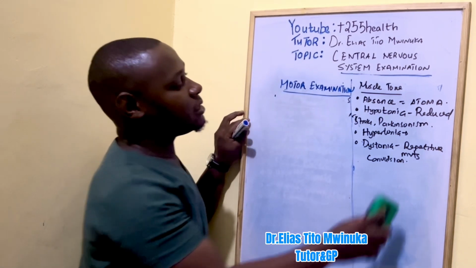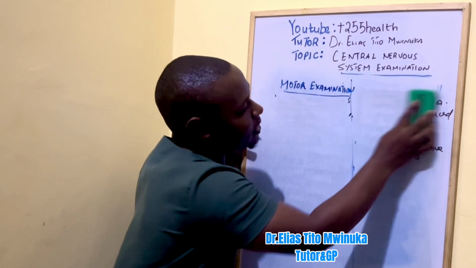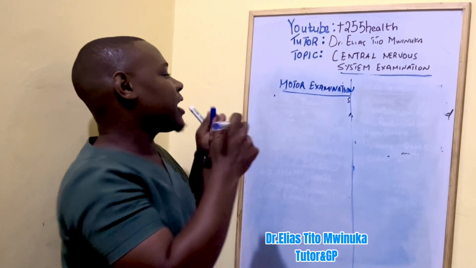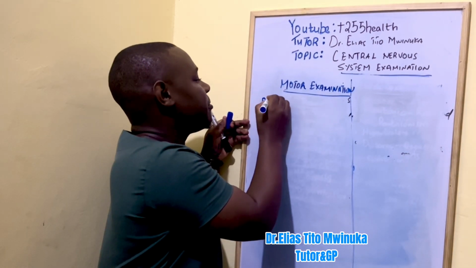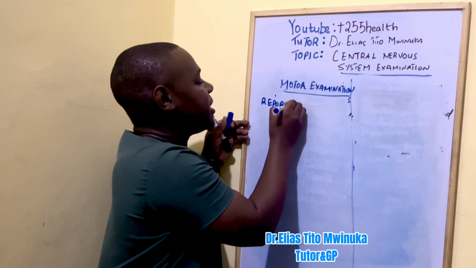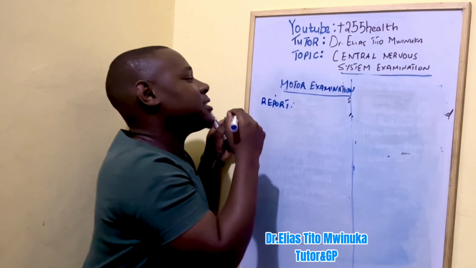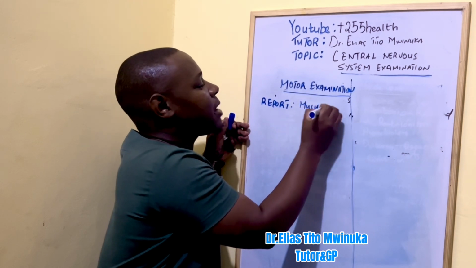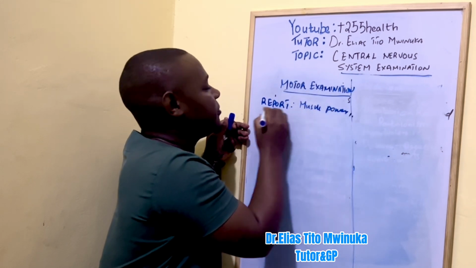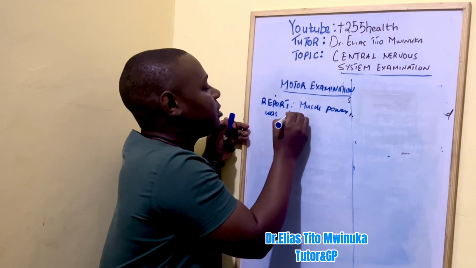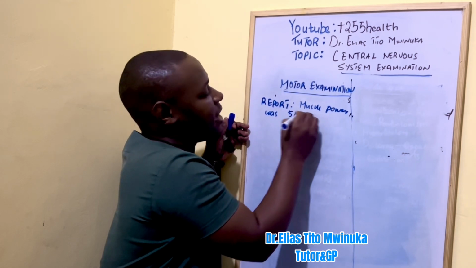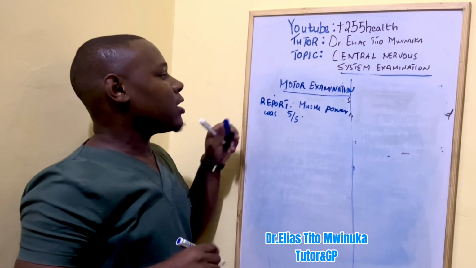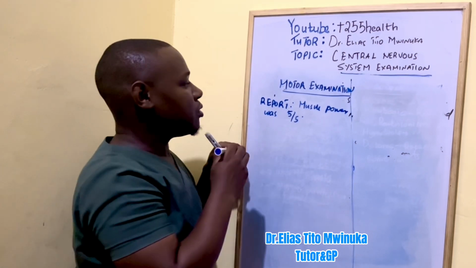So after that, I hope it's well understood. After that, you report it. When you report, I expect you to tell me that my patient, if it's not affected, in the motor exam, the muscle power was 5/5. So that's the way you're going to report it. You understand? So after that, you go to muscle bulkness.